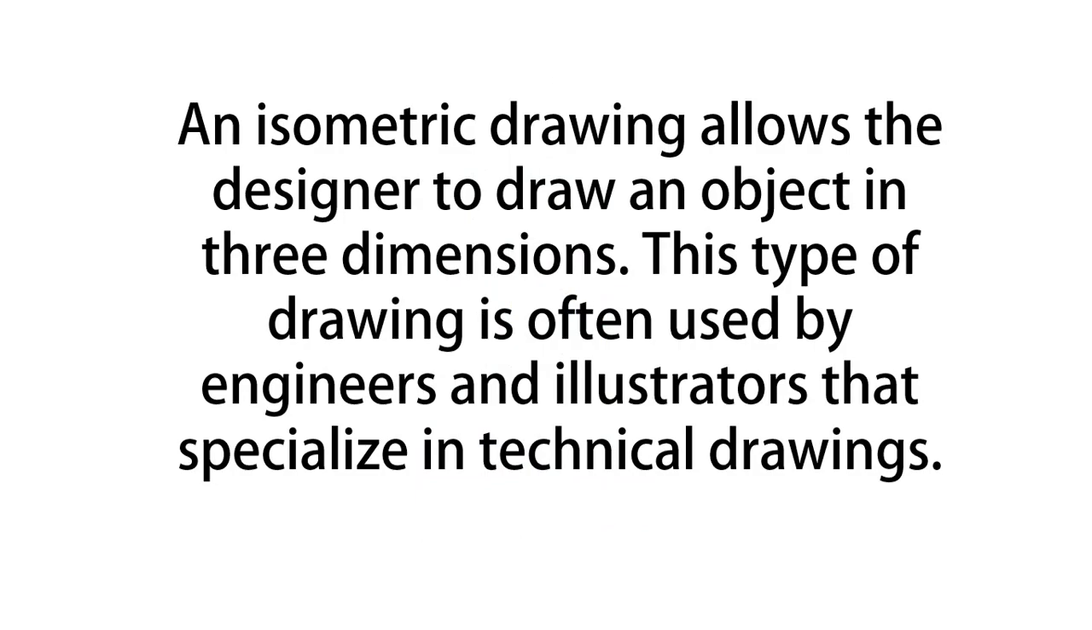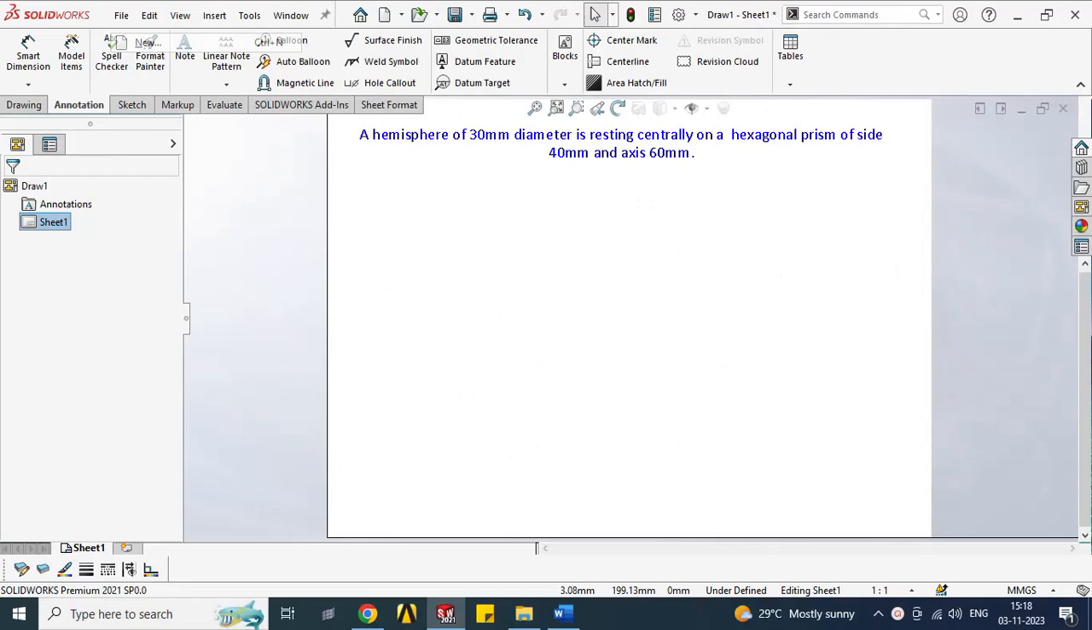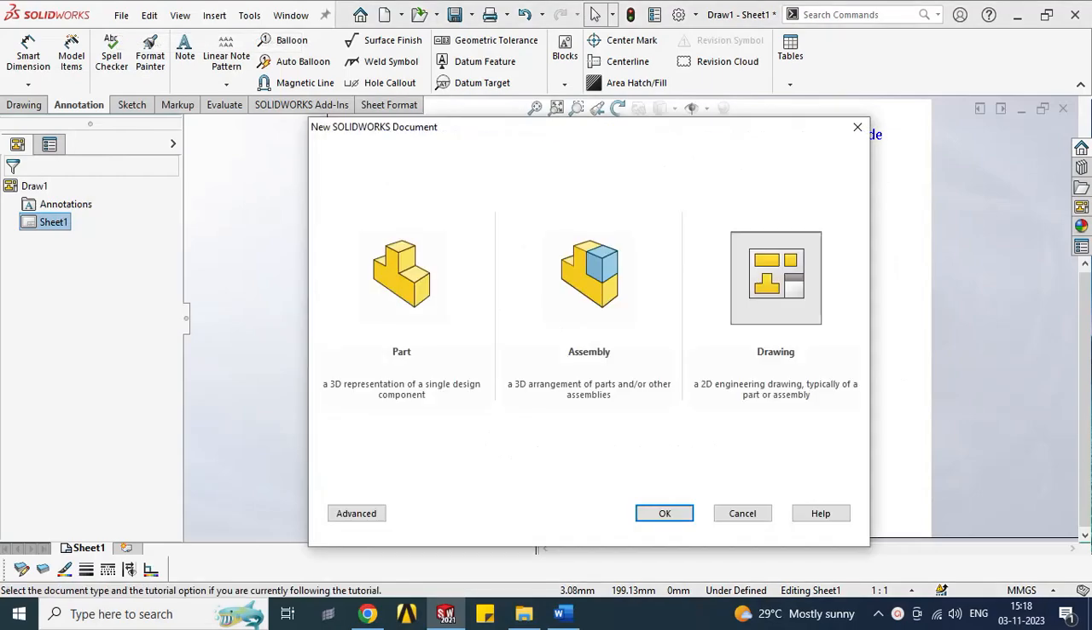Isometric projection or isometric drawing allows the designer to draw an object in three dimensions. This type of drawing is often used by engineers and illustrators that specialize in technical drawing. With respect to isometric projection, today I will demonstrate how exactly a hemisphere will be placed centrally on the hexagonal prism.